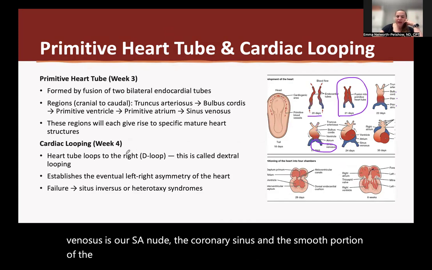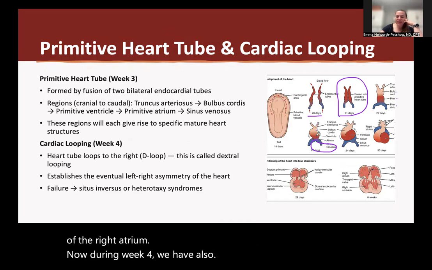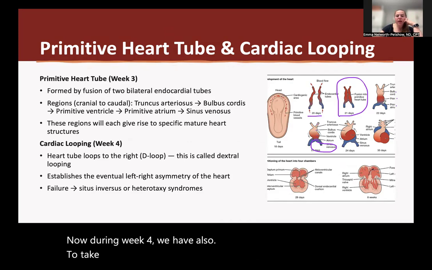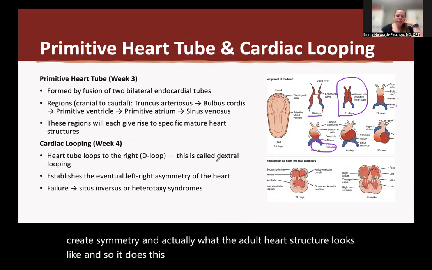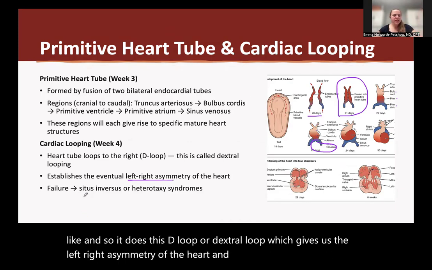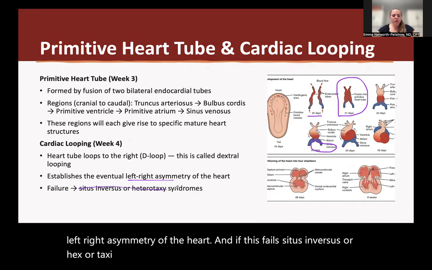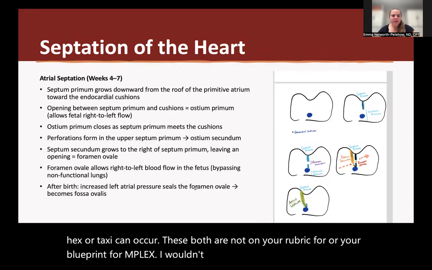Now, during week 4, we also have to take this straight tubal structure and loop it to create symmetry and what the adult heart structure actually looks like. It does this D loop, or dextral loop, which gives us the left-right asymmetry of the heart. If this fails, situs inversus or dextrocardia can occur. These are both not on your blueprint for NPLEX, so I wouldn't worry about knowing them.